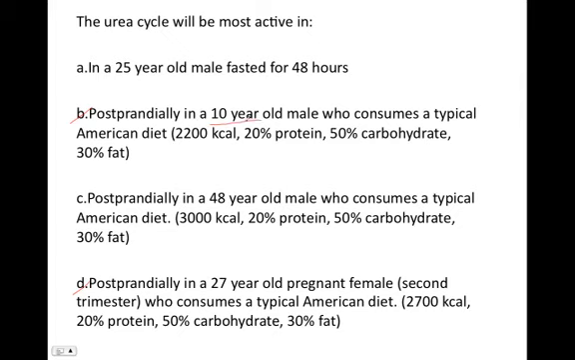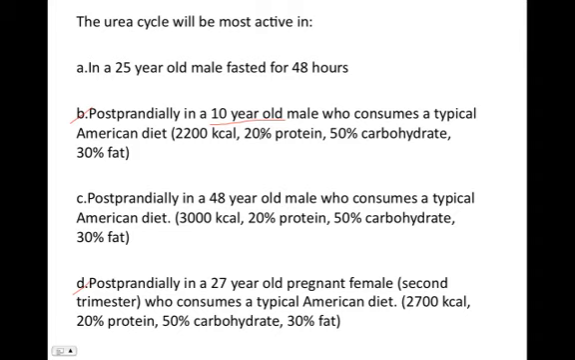In the case of children, these individuals are growing rapidly and synthesizing any number of proteins. So in this case, regarding the 10-year-old male, although the urea cycle is certainly active, it's not the most active in this scenario, as many of the amino acids he's consuming are being incorporated into new proteins. The same can be said for the 27-year-old pregnant female, where protein synthesis is clearly active in the developing fetus. That leaves us with A and C.